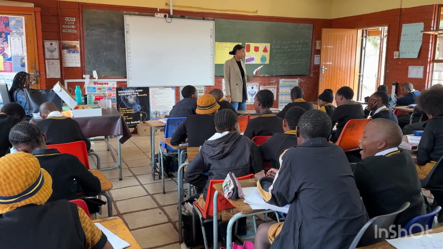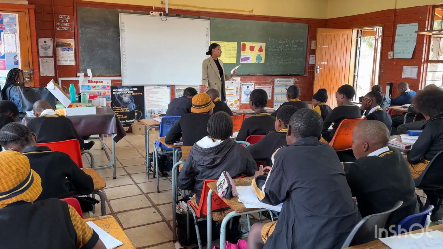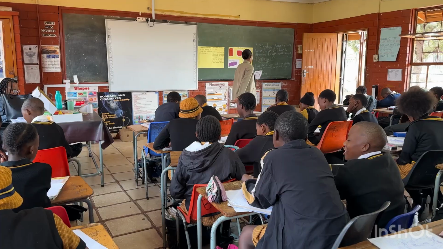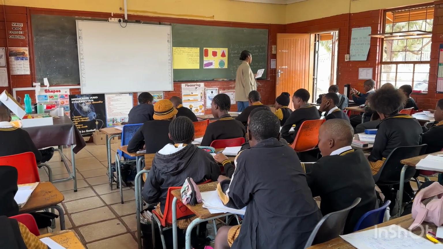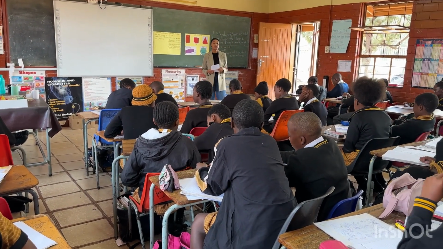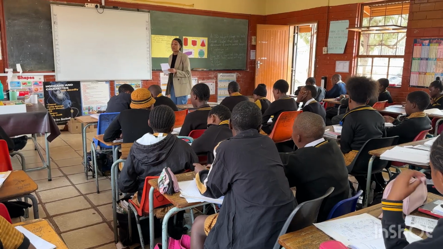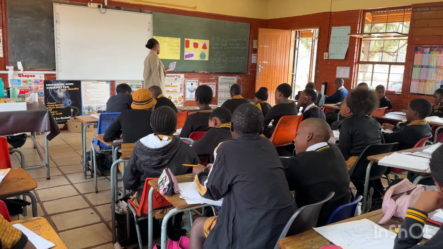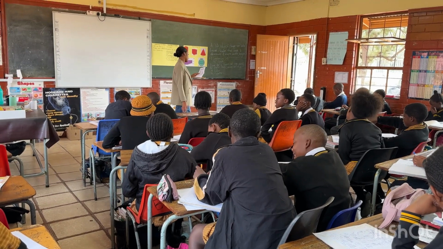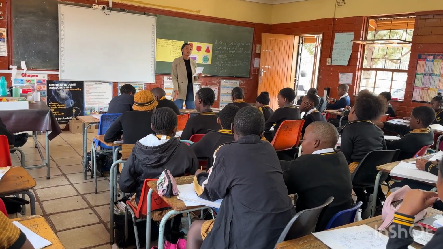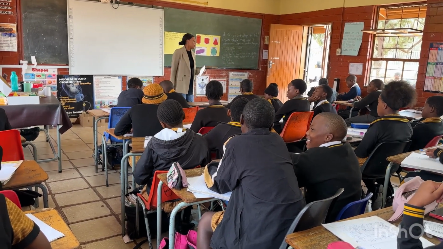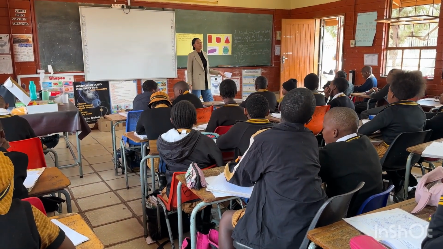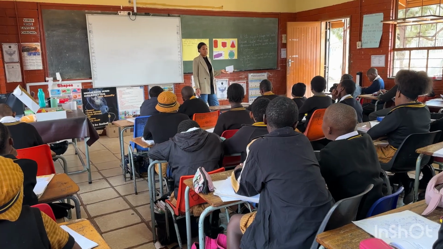Vertices? 8 vertices. How many edges? 12 edges. The last shape is a sphere. How many faces does a sphere have? 0 faces. The vertices? 0 vertices. The edges? 0 edges. And then, did you draw the cube and the cylinder and label it?